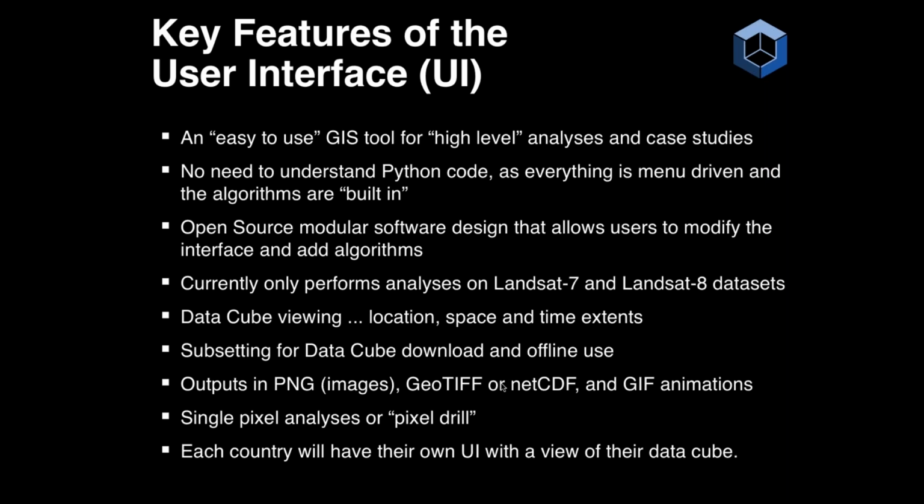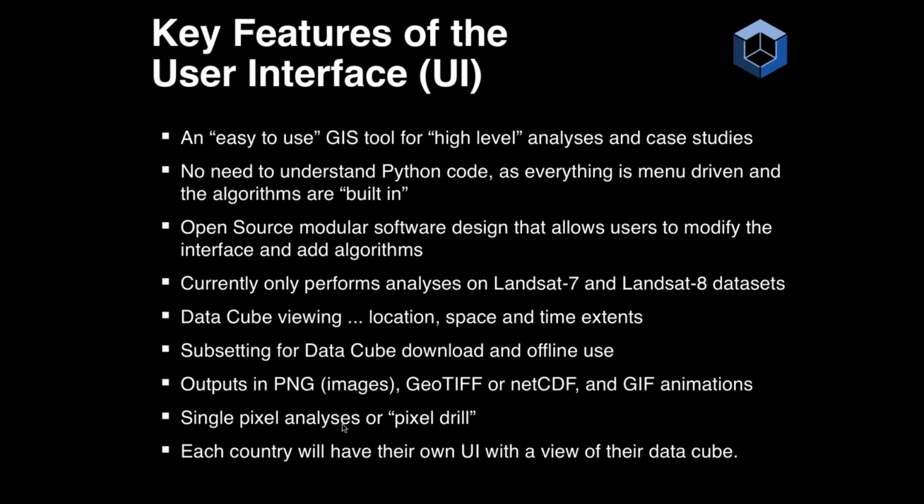Right now, it's linked to Landsat 7 and 8 data sets, things that are in our cube. You can view things in time and space extent, just like you would any other part of a data cube. You can do some subsetting and download cubes offline. You can output results in GeoTIFF, which is very interesting, by the way, because if you use that in QGIS or ArcGIS, you can create a product and then look at it elsewhere. It allows a little bit of single pixel analysis. I'll show you what that means.